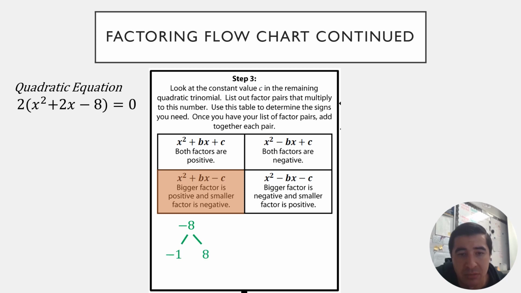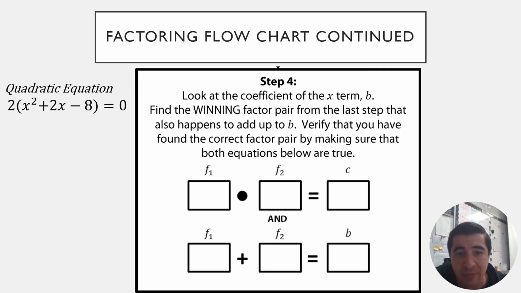So in this case, we have the factors of negative 1 and 8. That works out. But also negative 8 can be factored into negative 2 and 4. So which one would add up to equal 2? Well, negative 1 plus 8 equals 7. And negative 2 plus 4 equals 2. That's the one we're looking for, the one that equals our b value of 2. So that one I would put a check on. Then I would move on to step 4.